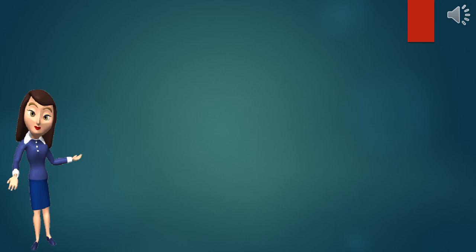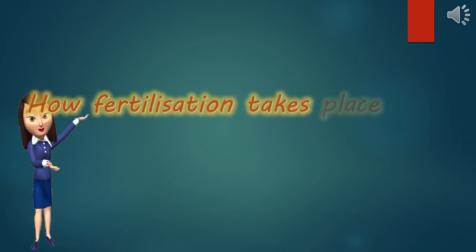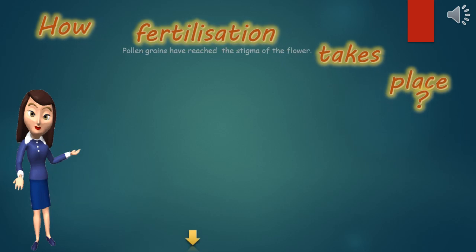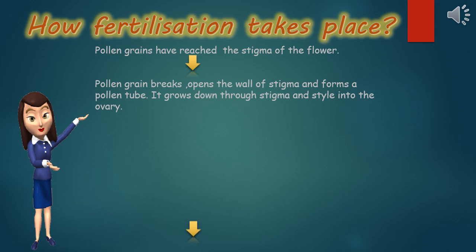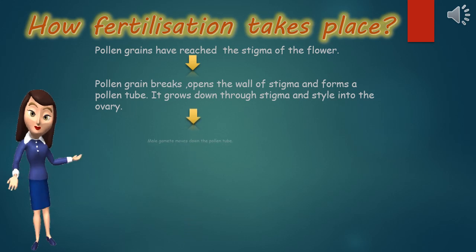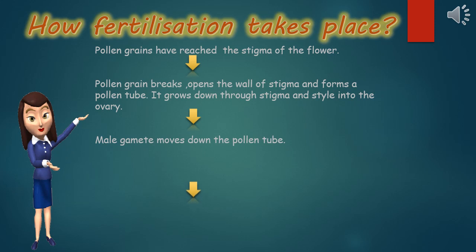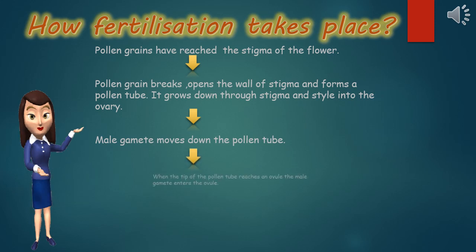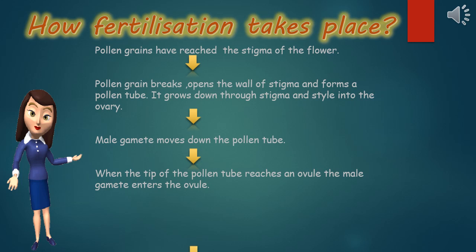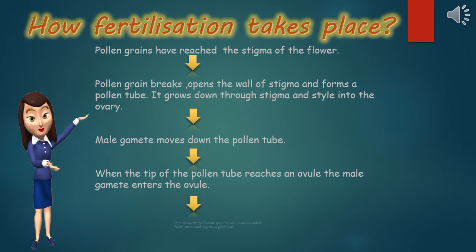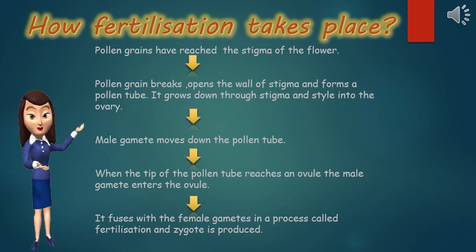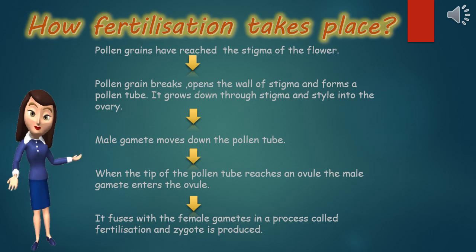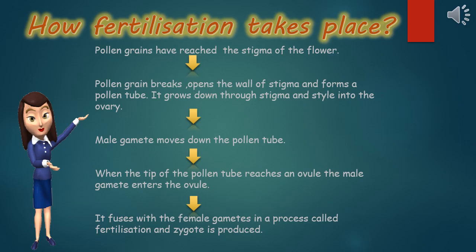Now, my dear children, let's see how fertilization takes place. Pollen grains have reached the stigma of the flower. The pollen grain breaks open the wall of the stigma and forms a pollen tube. The male gamete moves down the pollen tube. When the tip of the pollen tube reaches an ovule, the male gamete enters the ovule. It fuses with the female gamete in a process called fertilization, and a zygote is produced.